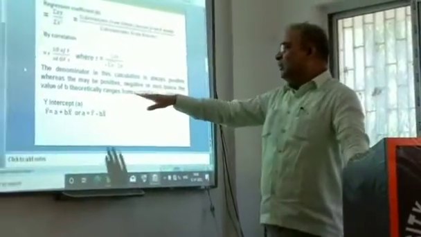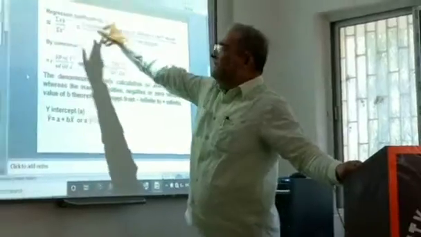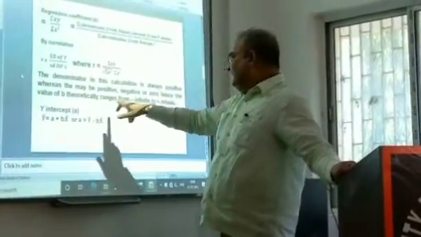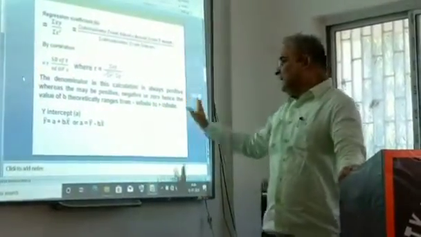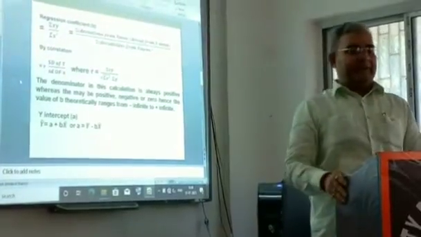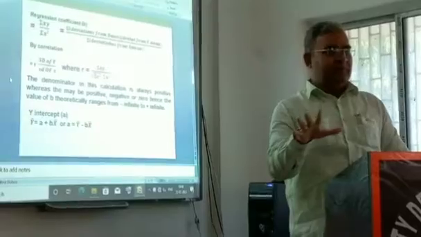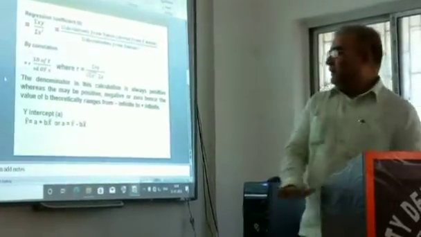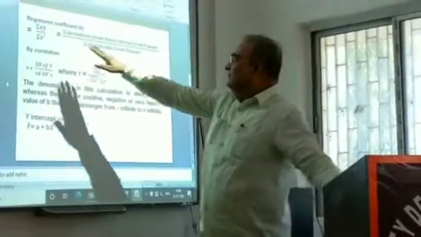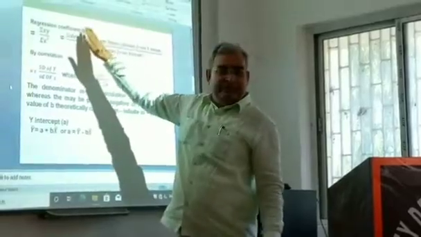Hence, the value of B, the regression coefficient, theoretically ranges from minus infinity to plus infinity. So, this is the way we calculate the value of B.